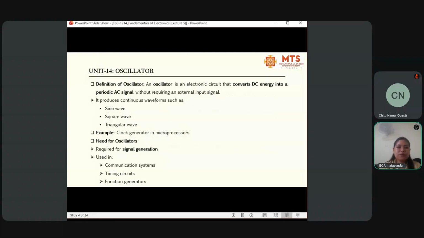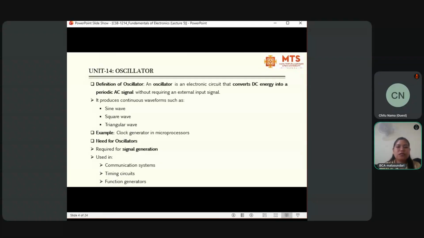So first, in unit 14, let us understand what an oscillator is. Definition of oscillator: an oscillator is an electronic circuit that converts DC, that is direct current, energy into a periodic AC signal without requiring an external input. This is the function of an oscillator. It produces continuous waveforms such as sine wave, square wave and triangular wave. Example: the clock generator in a microprocessor.